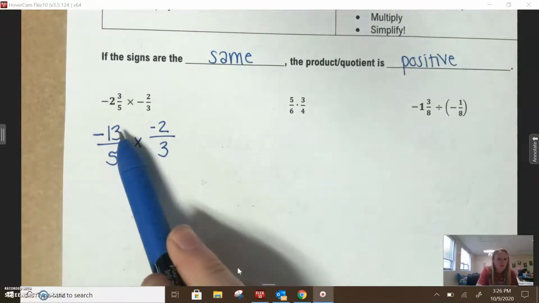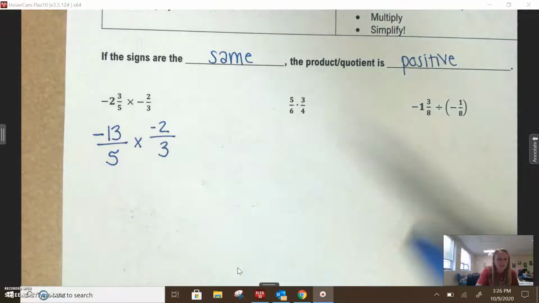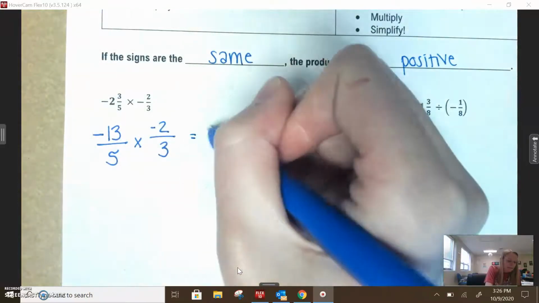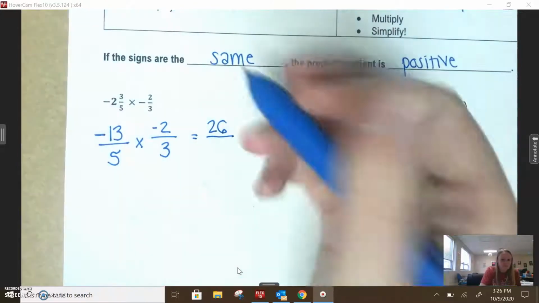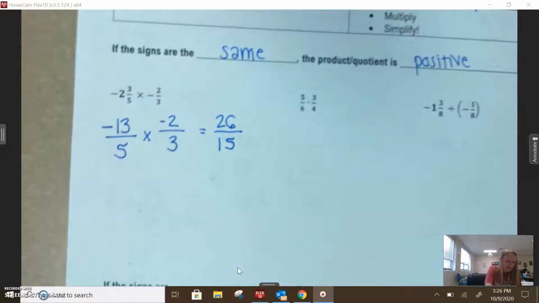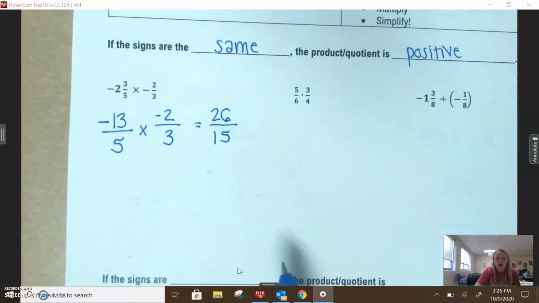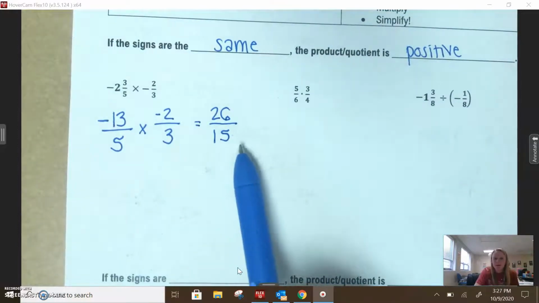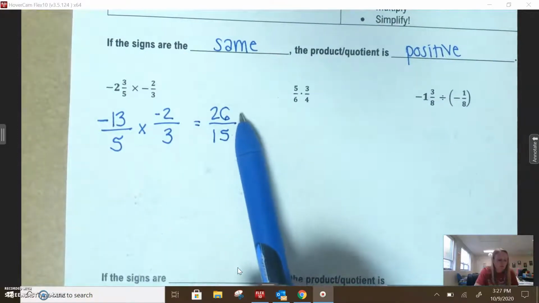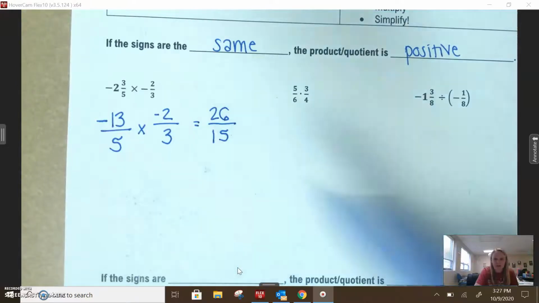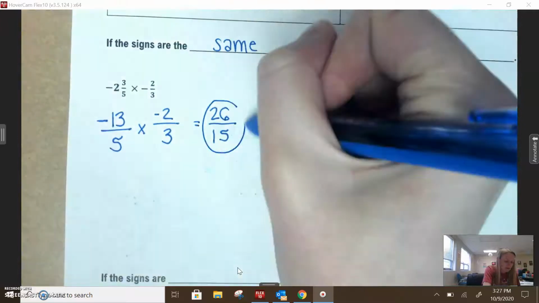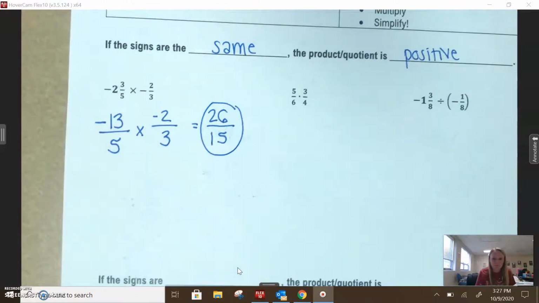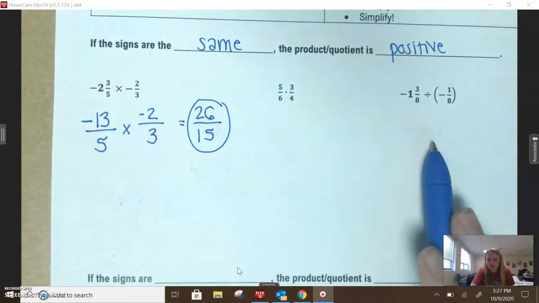So the numerator, negative 13 times negative 2, that's going to give me positive 26 because 2 negatives makes a positive. And 5 times 3 gives me 15. So I am fine with you keeping improper fractions. They just have to be simplified. So 26 and 15, is there any number I can divide both those by? No. So this is going to be my final answer. Okay? All right, I'm going to do one division problem over here.